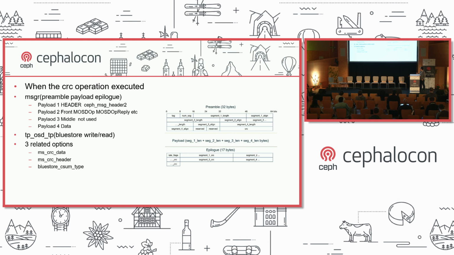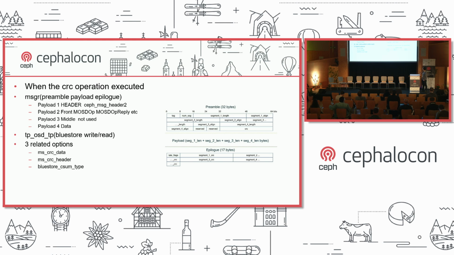There are two threads that execute the CRC operation. The first one is the message worker. The second is the RocksDB threads. The message worker always receives messages from the client or the OSDs and sends the reply.